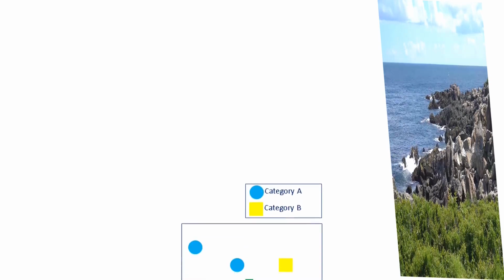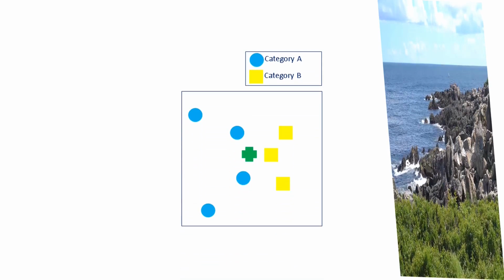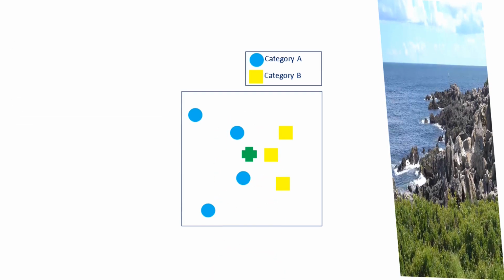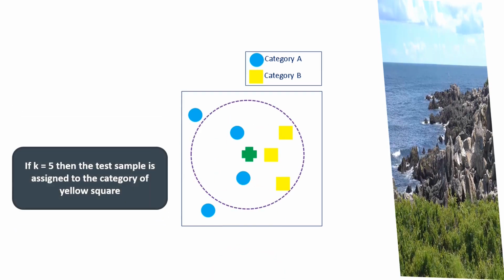Now let's explore this concept by an example. In this diagram, if you choose k equals 3, the test sample, which is the green polygon, will be allocated to the category of blue circle, as among those 3 nearest neighbors, 2 are from the blue circle. On the other hand, if you choose k equals 5, then the test sample will be assigned to the category of yellow square, as among those 5 nearest neighbors, 3 are from the yellow square.